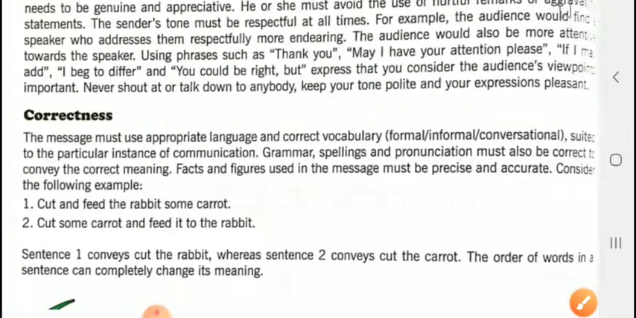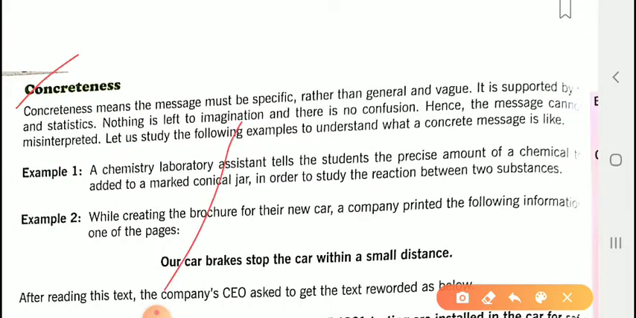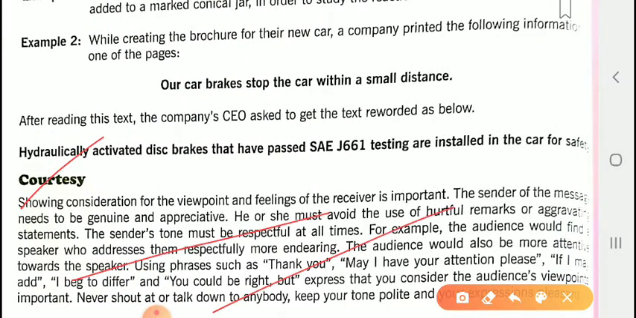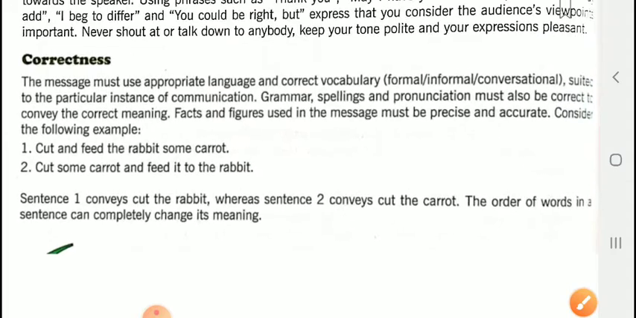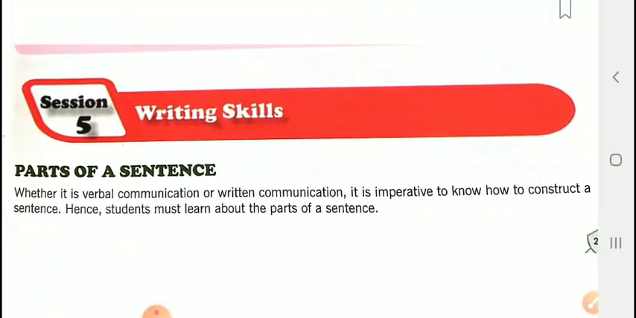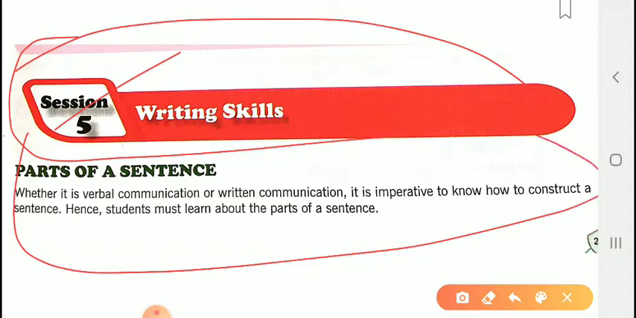Okay, next slide. This gives the correctness, then after that courtesy. Okay, you have to understand these properly. Next, parts of sentences, that is writing skills. Session 5 is writing skills, parts of sentences.